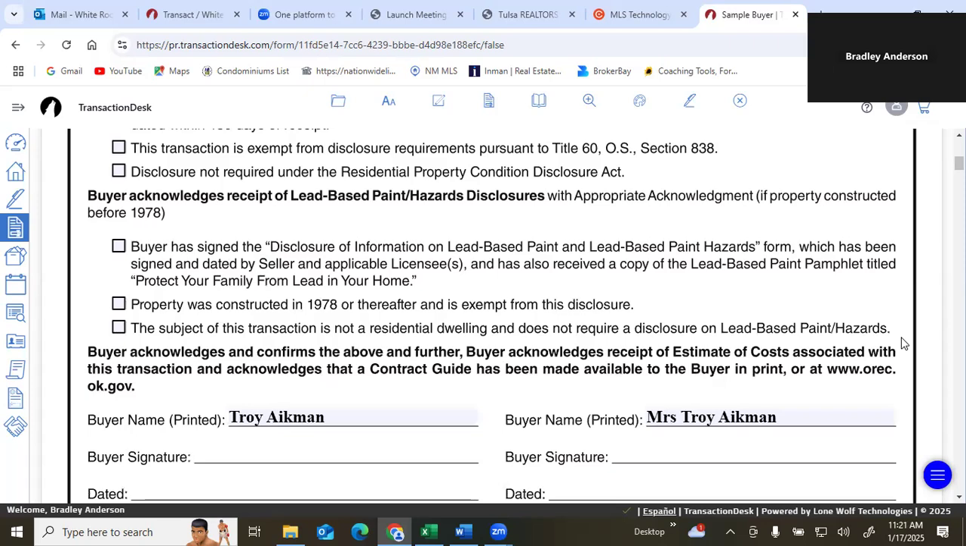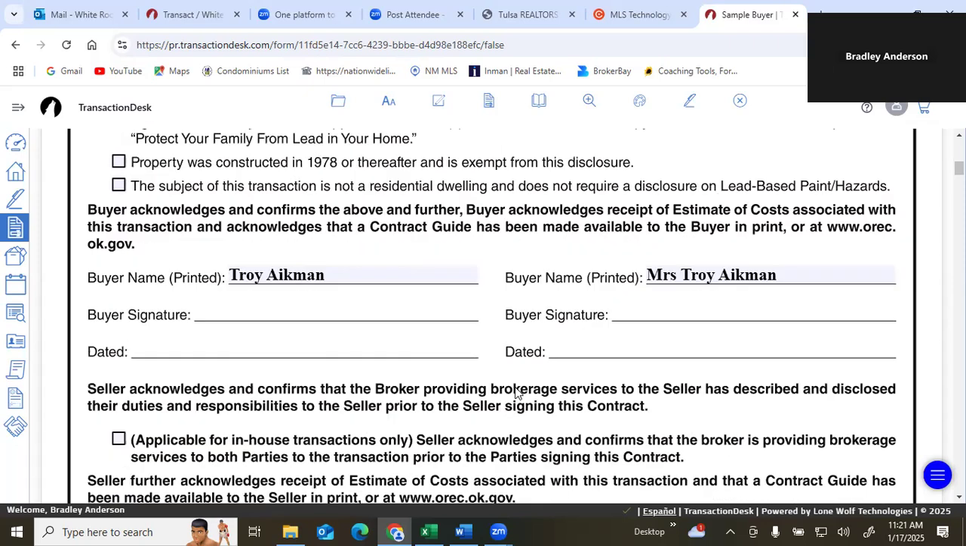All right, and then it allows for a space with regards to lead-based paint disclosure, and this would, of course, apply to any home that was built before 1978. If it was built in 1978 or more recent, you don't need this disclosure. All right, and then buyer acknowledges and confirms that they've received it, and these are my buyers in my example.